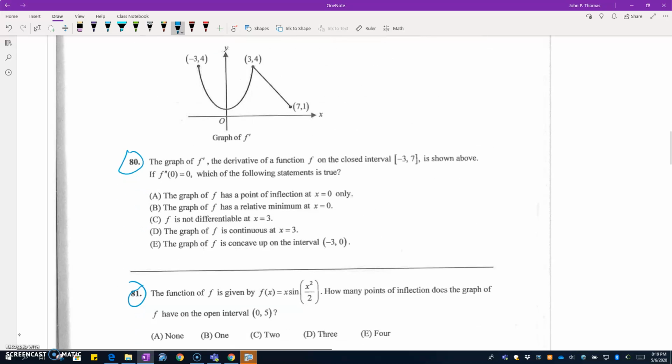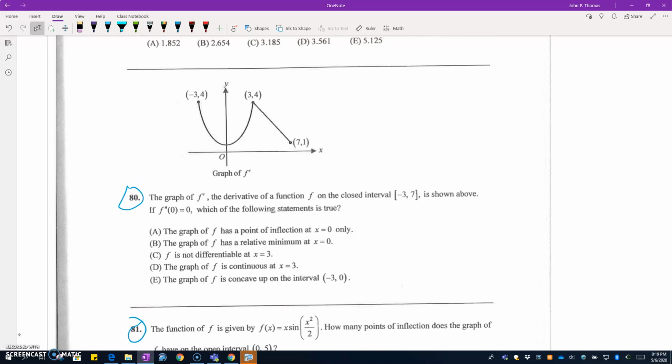Alright, if I go to the next one we had questions on, it was 80. It says the graph of f prime, the derivative of a function f, on a closed interval -3 to 7 is shown above. So I'm going to make a big note to myself that this graph is f prime. If f double prime of 0 equals 0, which of the following statements is true? So f double prime of 0 equals 0, which is clearly true here because the slope of this tangent line is 0, and that's a picture of the first derivative, so that slope would represent the second derivative.